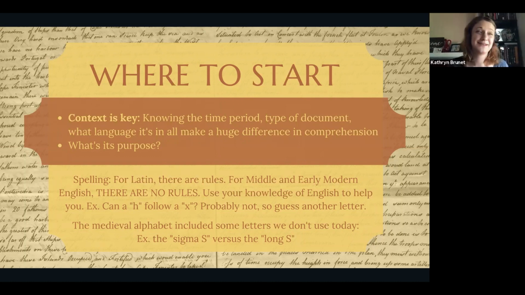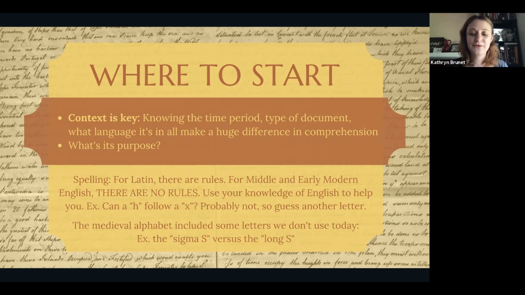So his scribe may have chosen multiple ways to spell all of the similar words in the Canterbury Tales, which in this next section, session 3, we will look at a piece of. Basically, I advise you to use your knowledge of English to help you figure out what letters you can see. Can an H follow an X? Probably not. So guess another letter. Try to use your context clues and your knowledge of English already as it is.